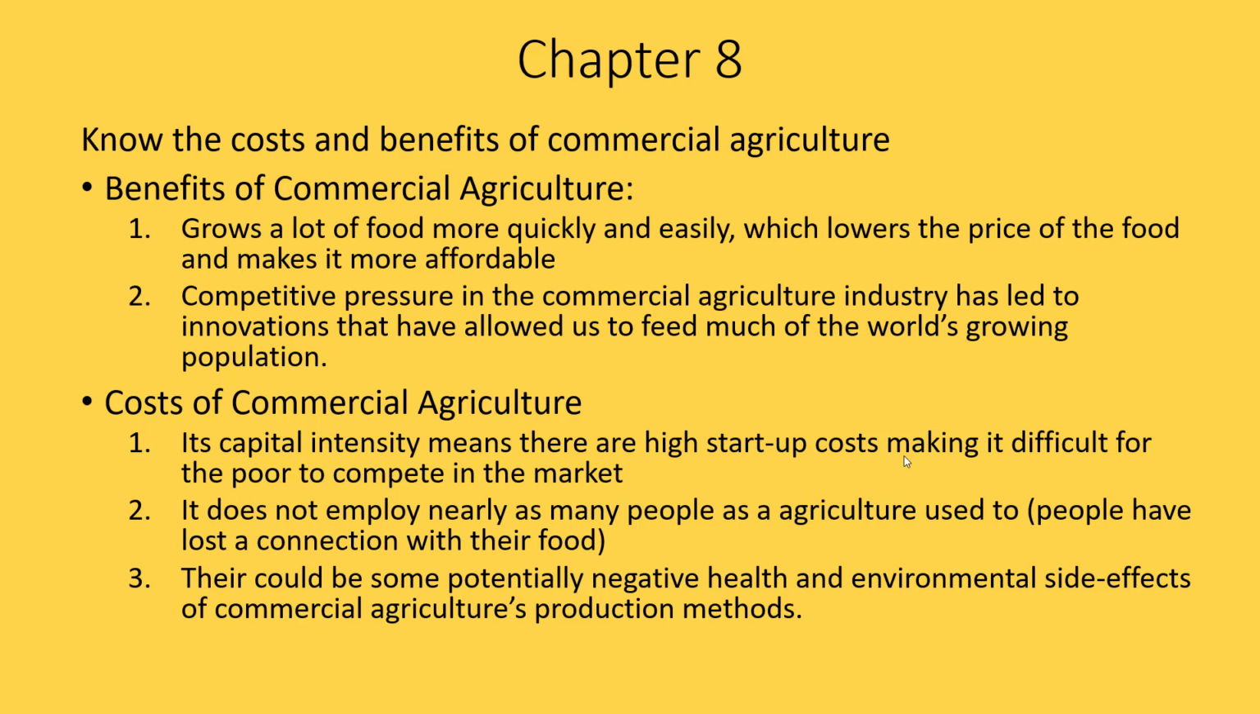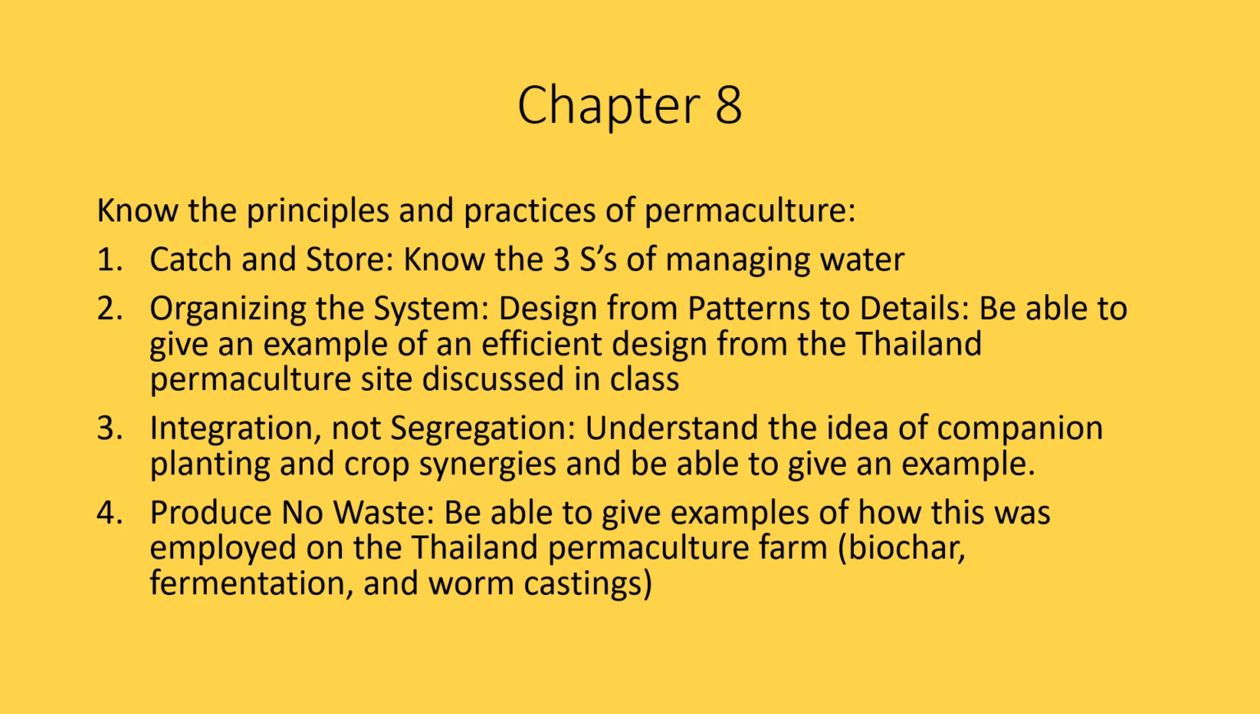And as we talked about, there could be some potentially negative health and environmental side effects of commercial agricultural production methods, in addition to the potential negative health effects of GMOs that we talked about. Remember that all this pesticide and herbicide could create some chemical runoff that could pollute nearby waters and streams, and also could degrade the value of the land. Right. With that in mind, there is an alternative called permaculture. So know the principles and practices of permaculture that we talked about in class.